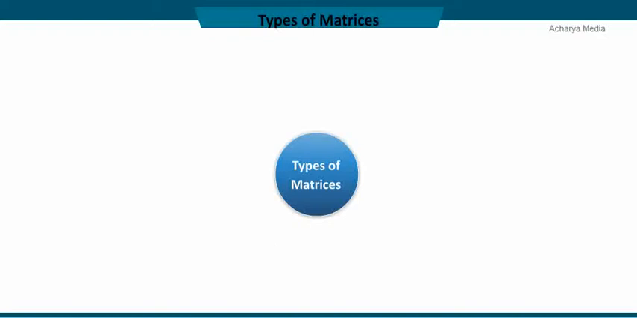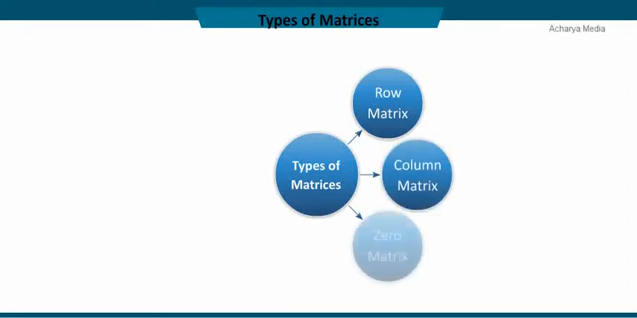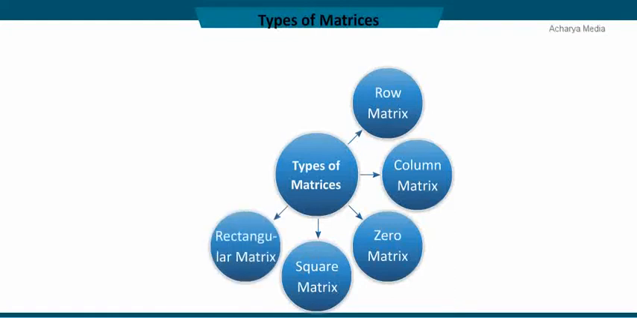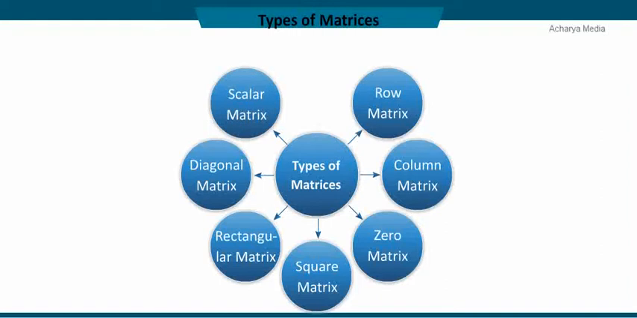There are different types of matrices. They are row matrix, column matrix, zero matrix, square matrix, rectangular matrix, diagonal matrix, scalar matrix, identity matrix.